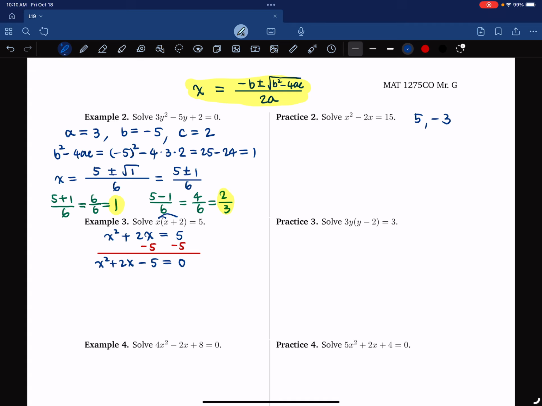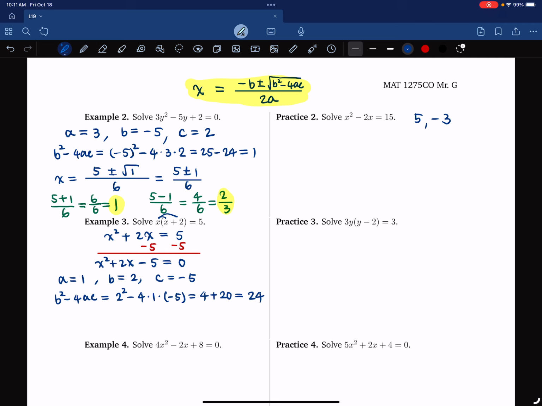Now my equation is in the general form. I can write down the values of a, b, c. A is 1, b is 2, and c is -5. Just like before, I'm going to compute b squared minus 4ac. So that would be 2 squared minus 4 times 1 times -5. And you simplify this, it's 4 plus 20, and that's 24. My discriminant is positive, but not a perfect square, so we're expecting to get two irrational solutions.